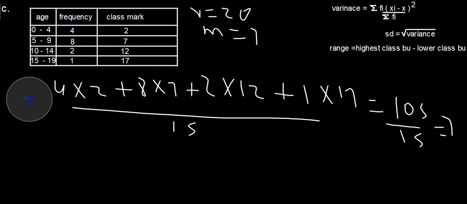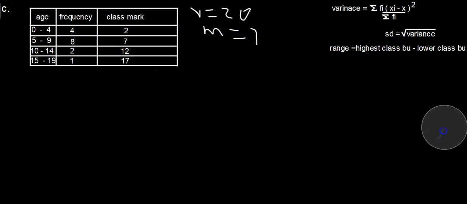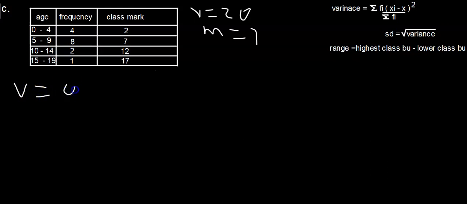Now let me get the variance and standard deviation. It will be easy to get them now that I have the mean. The variance is the same process as the previous one. It will be my frequency, which you can see, multiplied by the class mark. In the previous example we didn't have any class mark, but for this one we're going to use the class mark as the x value. So it will be 2 minus the mean, the whole squared.